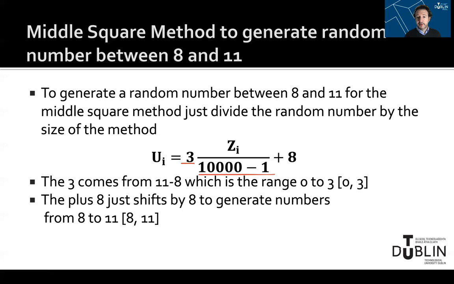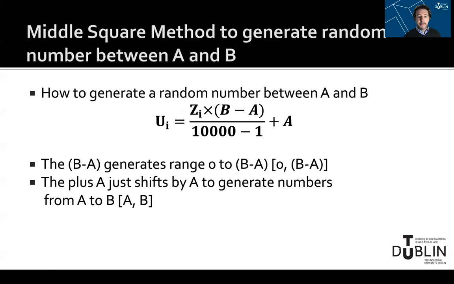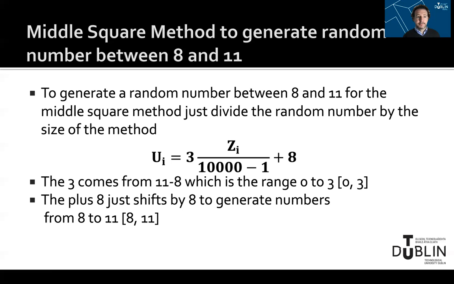And so that means that if we want to generate any numbers between A and B, we'll be able to do it. So here's the example from 0 to 1. Now, to generate any number between A and B, we have our generated number. We divide it by 9999. B minus A is the range we're interested in, and we shift it by A. Yeah? And that's our general formula for doing this. So that's how we go from here. 11 minus 8 gives us our 3, and 8 is our A.